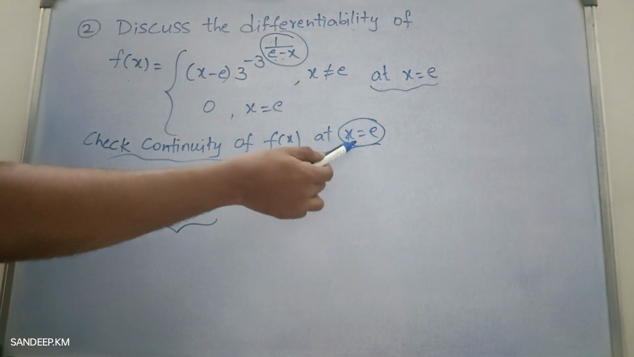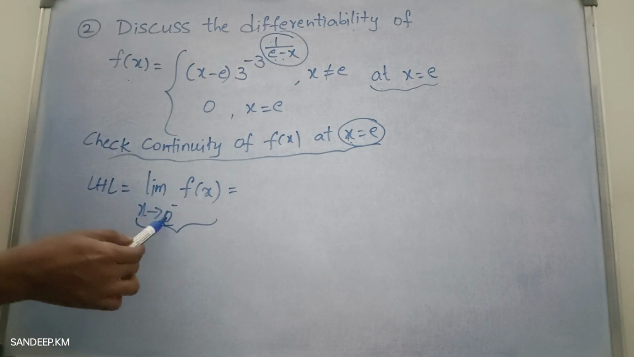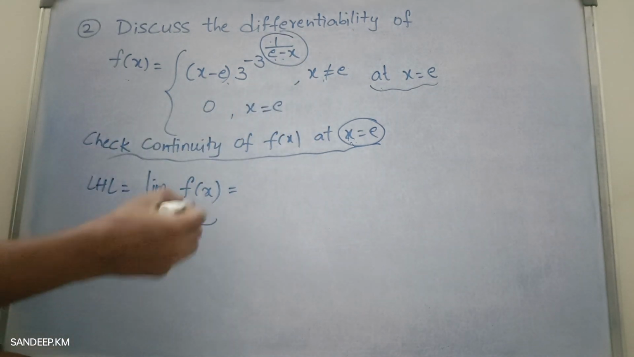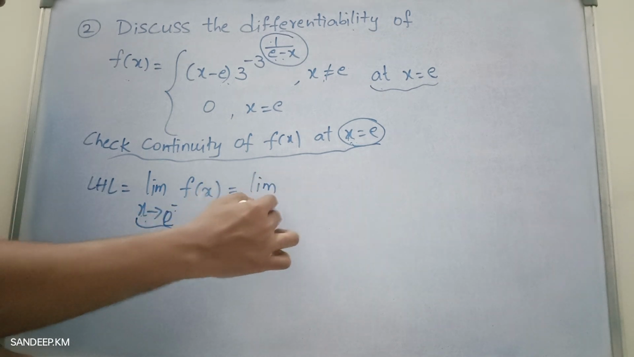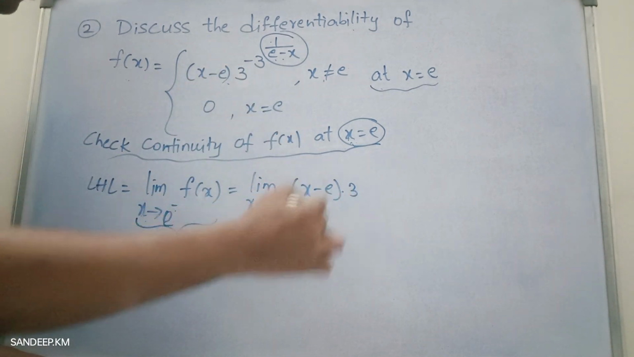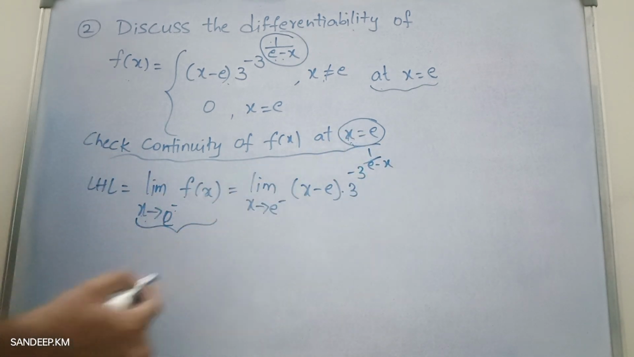You are checking continuity at x is equal to e, right? Limit x approaches e minus f of x. If x is approaching e from the left side, x is not equal to e. Since x is not equal to e, I can use this function. So f of x becomes this. Limit x approaches e minus, what is f of x here? x minus e into 3 power minus 3 power 1 by e minus x.